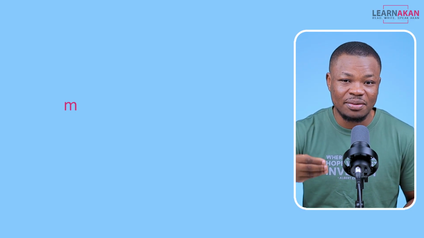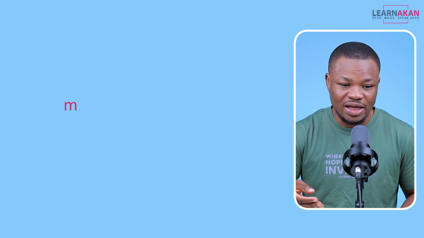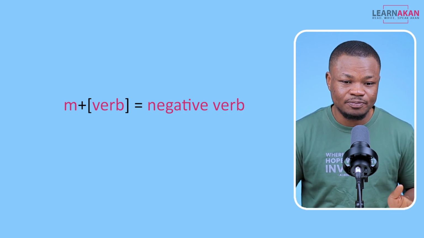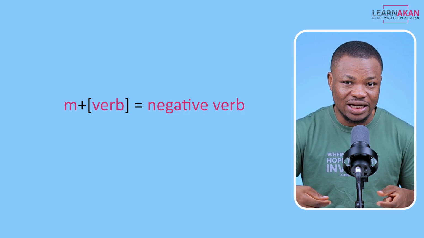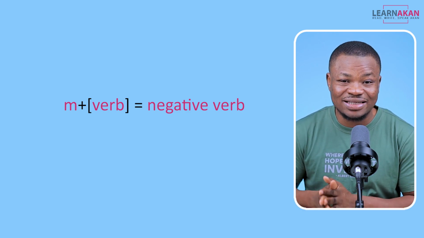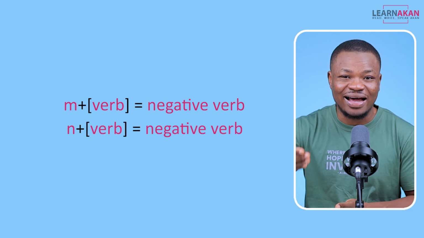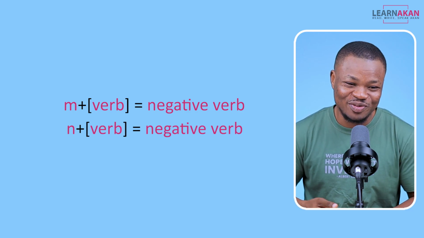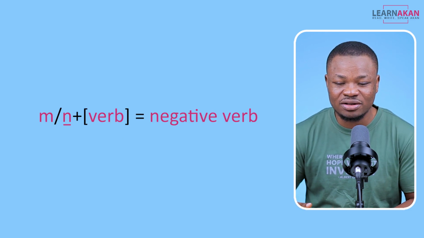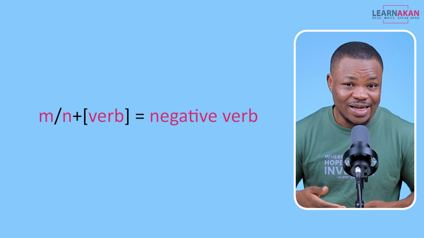Now, it's very simple to form the negative of Twi verbs. We have two main ways of doing it. It's either you attach the letter M at the front of the verb, and you attach it so it's not split, or you attach the letter N at the front of the verb. So basically it's one way. We just attach either M or N to the front of the verb, and you have the negative.